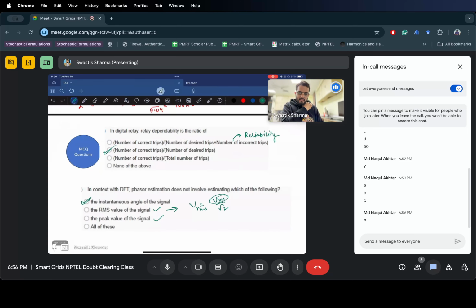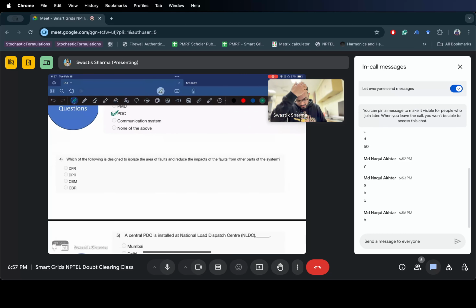Now, coming back to the second question, is everyone clear how it cannot give instantaneous value of the angle? Mayur, are you clear? Okay. Fourth, which of the following is designed to isolate the area of faults and reduce the impacts of faults from other parts of the system?